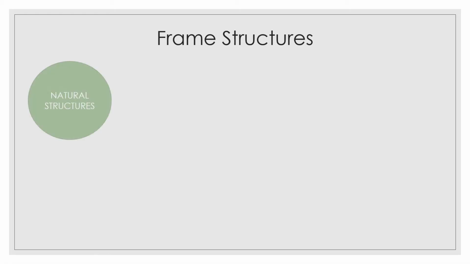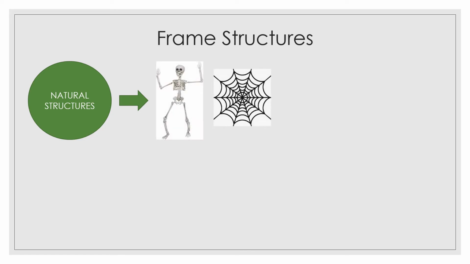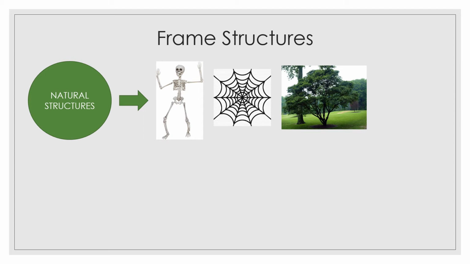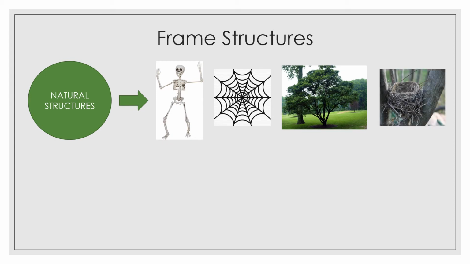Now, let's look at the type of natural structures and man-made structures you find. The first one is frame structures. Frame structures consist of members joined together to form a frame that can withstand forces and provide support. For example, roof trusses. So let's take a look at some more frame structures that are natural structures. The first one we see is a skeleton or a spider web, a tree or a bird's nest.